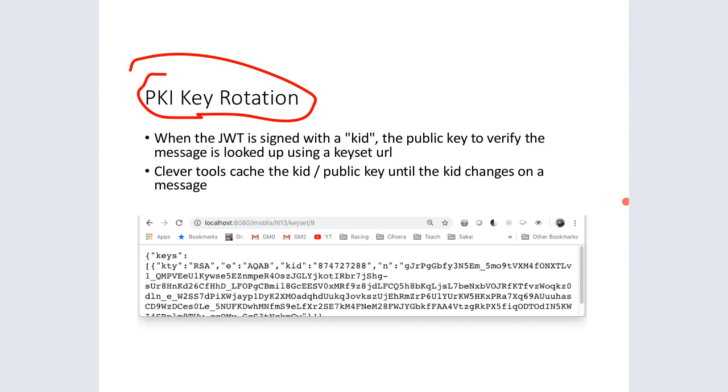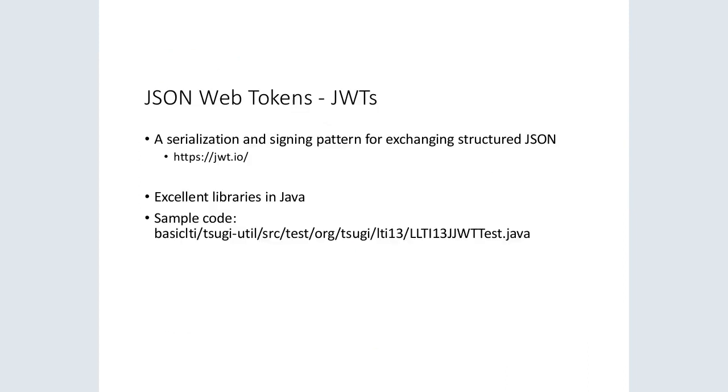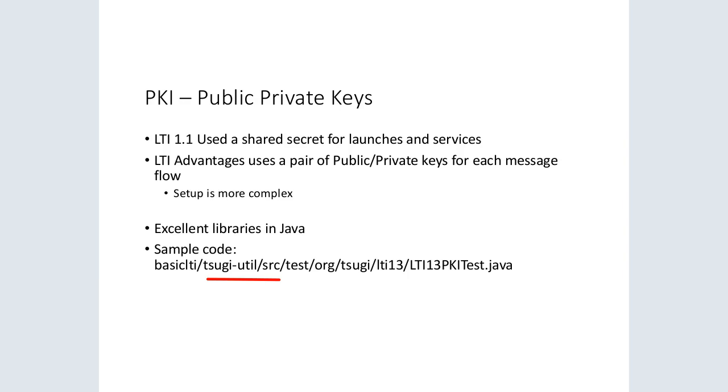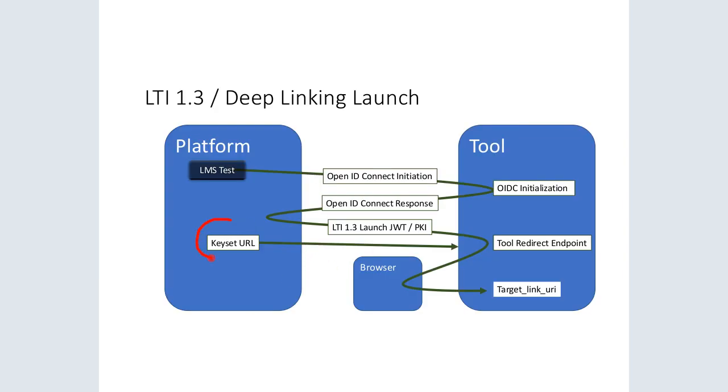Because of this thing where it actually, let me go back. This part right here where there's this key set URL. So the key is not pre-configured into the tool. The public key of the learning management system is not pre-configured. An ID is passed and then this URL is loaded and then the public key comes from a URL, which means that the platform can rotate its public key, change the ID it's sending, and then the tool will get a new public key. So there's no place to enter the platform's public key. It's all done by this key set URL.